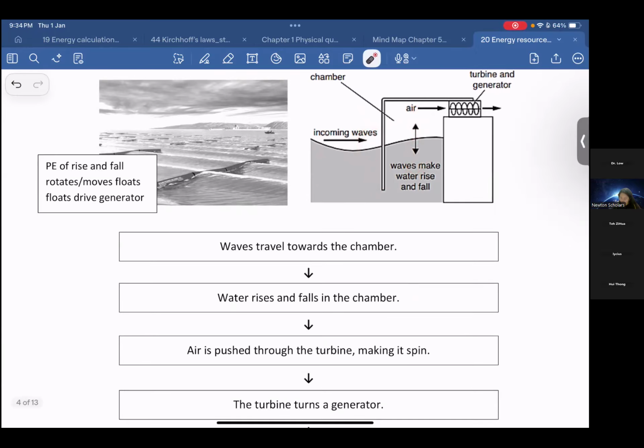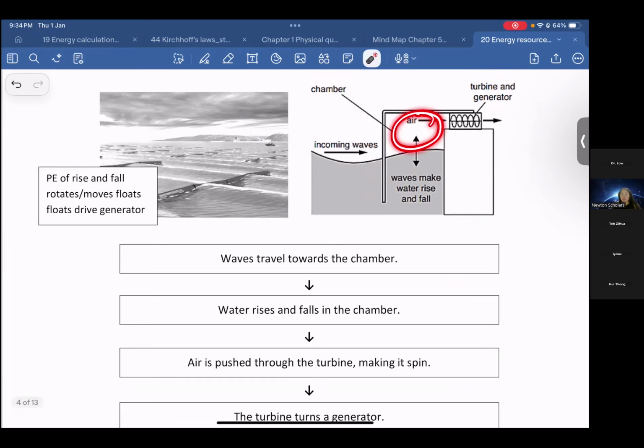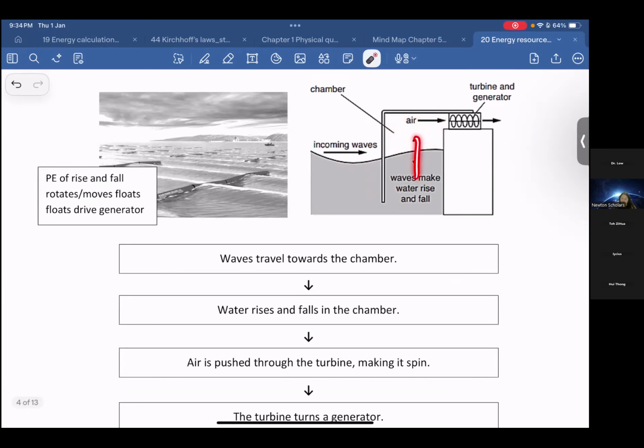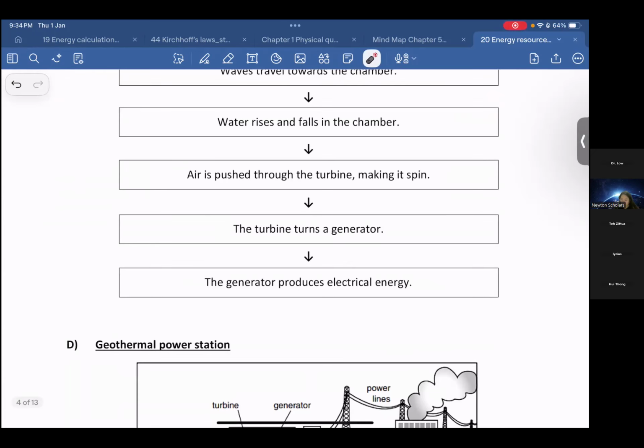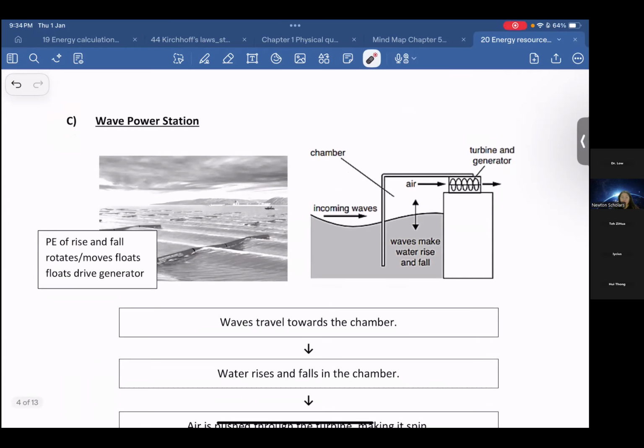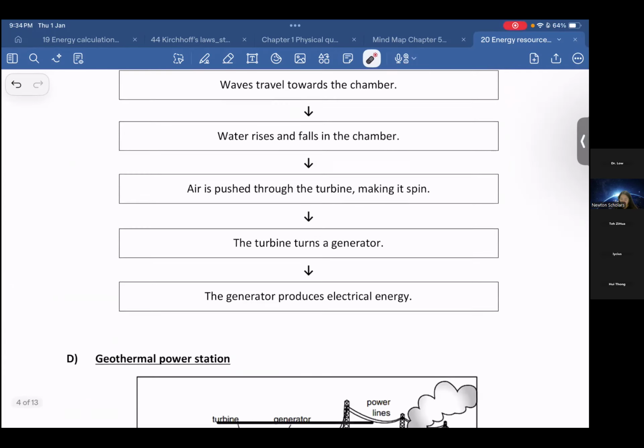Air is pushed through. Inside here, there are air particles. When the water moves up, it pushes the air through the turbine. The air particles make the turbine turn, and make the generator turn. So at the end, we produce electricity. Tidal and wave are different things, different methods of operating. So this one is wave.